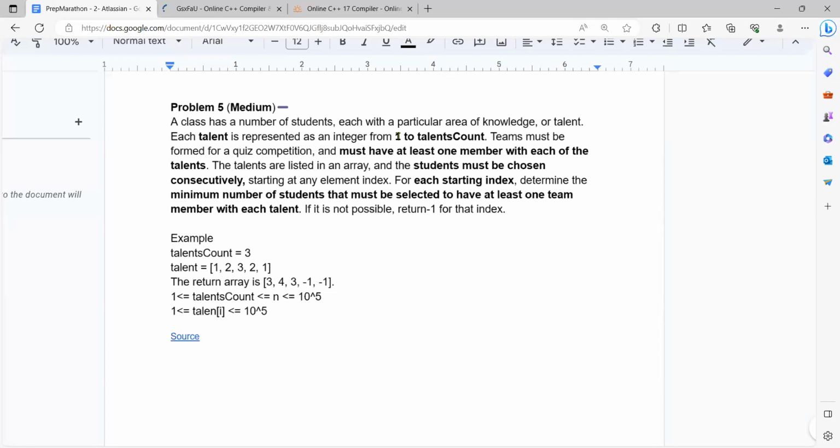When you take consecutive values, we call it a subarray. For each starting index, determine the minimum number of students that must be selected to have at least one member from each talent. So for every index, we want to form a team which consists of every talent, and for that we want to know the minimum number of students that we need to take.